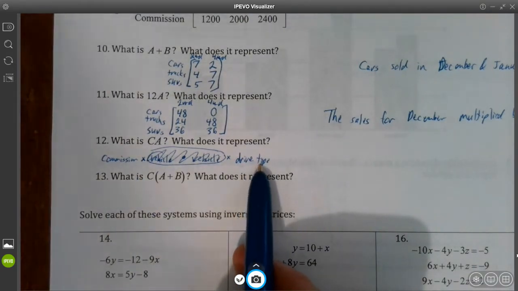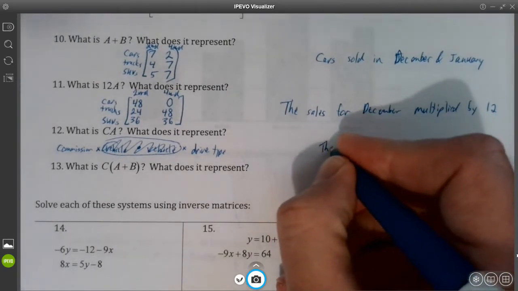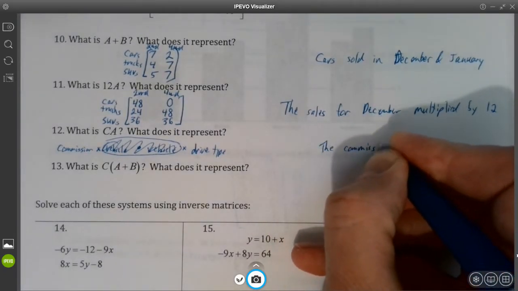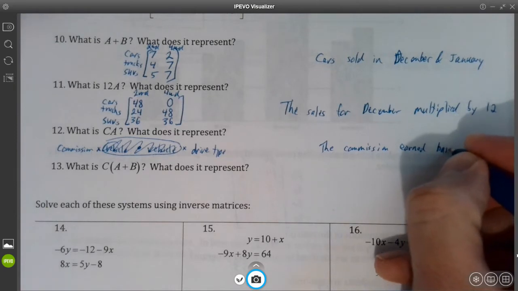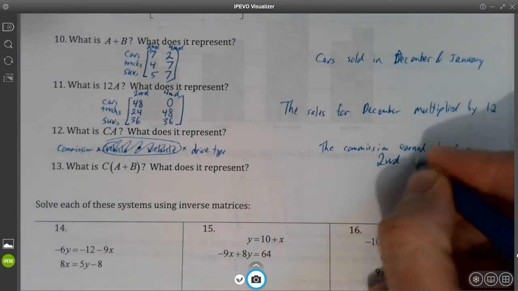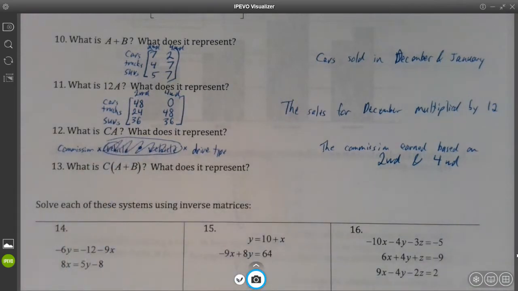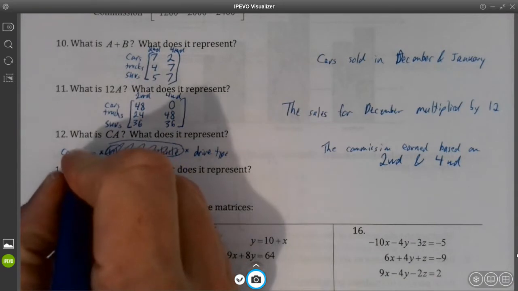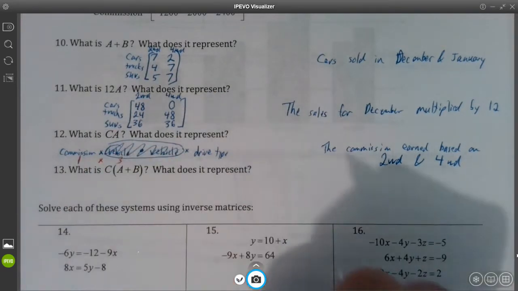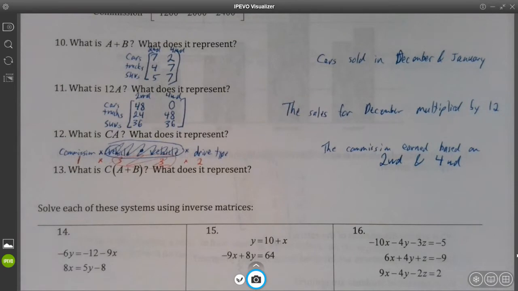And I'm going to go ahead and write the explanation. This is the commission earned based on two-wheel drive and four-wheel drive. Let's look ahead. I still haven't answered the question of what CA is. In a minute, I'm going to get an answer that is a matrix. This was a 1 by 3 matrix multiplied by a 3 by 2 matrix, so I'm going to get a 1 by 2 matrix. In just a minute, I'm going to figure out what that is. There's a way to do it by hand. We're not.